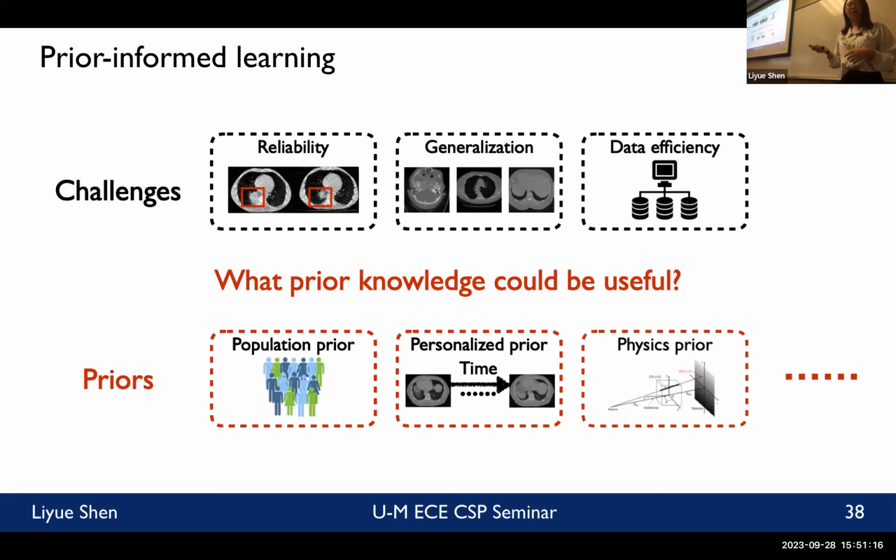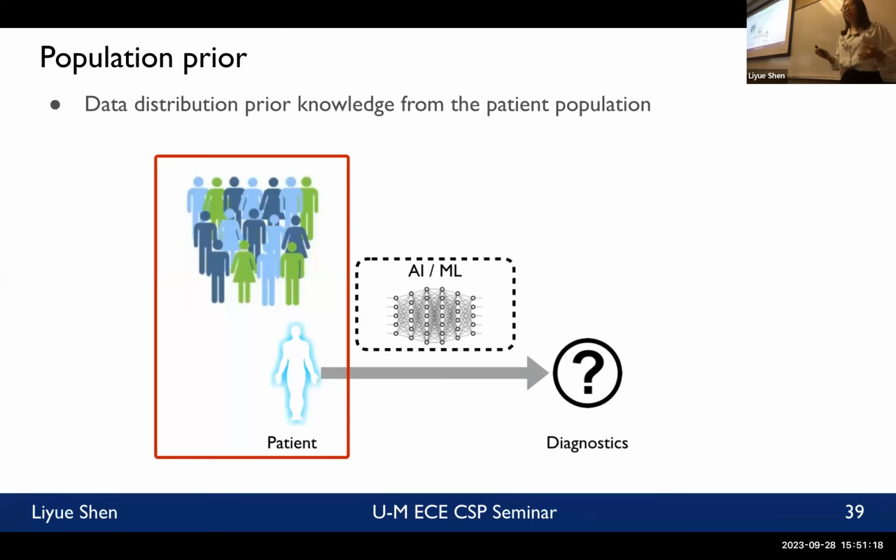For example, there are population priors. Consider the doctors: when they have seen a population cohort of different patients, there is some prior knowledge or experience that the doctors can use for the new patients who come to the hospital. So it's a kind of prior knowledge which is embedded in the patient population or distribution.